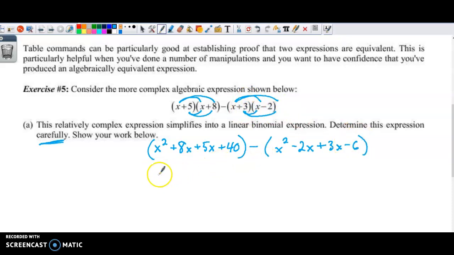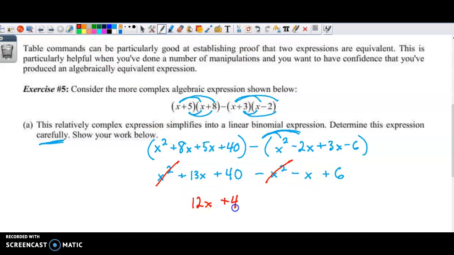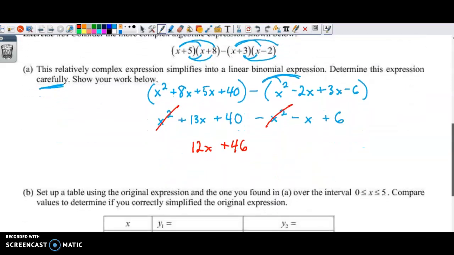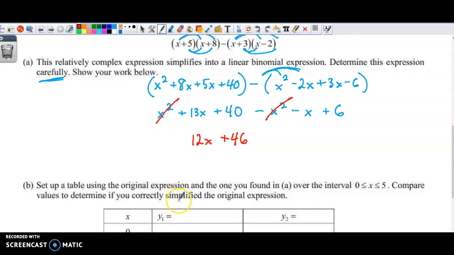But make sure that not only do you combine like terms, but sometimes what I'll do is I'll distribute a negative into the problem. Because normally this would be a plus 3x, but when you distribute that minus into it, it becomes a minus x and plus 6. So feel free to bring questions to me if that's confusing. And what I like about this problem is the x squareds cancel. Well, 13x minus 1x would be 12x, and 40 plus 6 would be 46. So what I want to point out is that you can use the table feature of a calculator and show that your answer is correct.